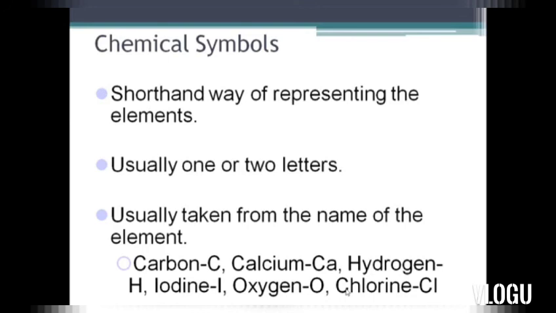Bigyan natin ng halimbawa. Carbon, so letter C. Calcium, Ca. Nabanggit dito na pwede daw na ang symbol ng isang element ay 1 o 2 letters. So karaniwan, yung mga symbol nila ay nagsisimula sa first 2 letters nila. Karaniwan, pero hindi ko sinasabing lahat. Hydrogen, H. Iodine, I. Oxygen, O. Chlorine, Cl.